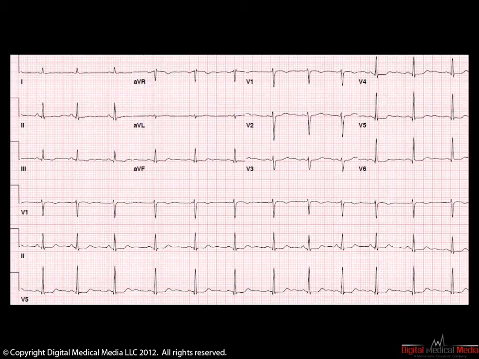This swooped appearance to the ST segment, along with the flattening and inversion of the T waves, is called digitalis effect, or dig effect. It is most commonly seen with therapeutic doses of the medicine digoxin.